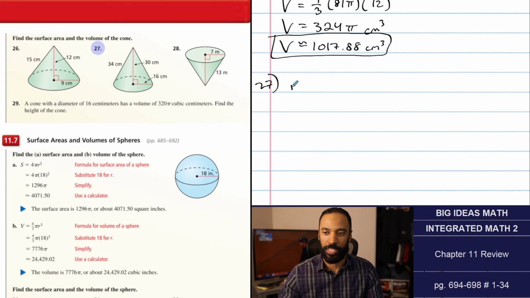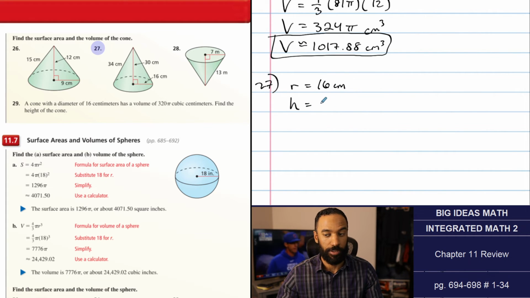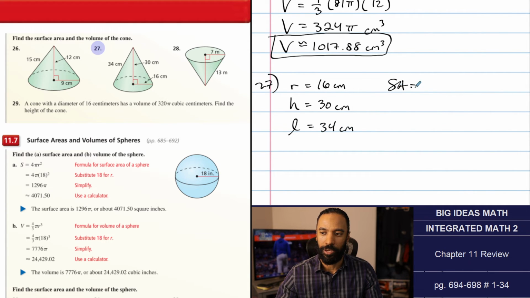Okay, but number 27. Let's just write the things out right now. The radius is 16. The height, not part of surface area, is 30. And the slant height is 34. As far as surface area goes, we're going pi r l, probably going to let the calculator help me, plus pi r squared. I know that's 256 pi.